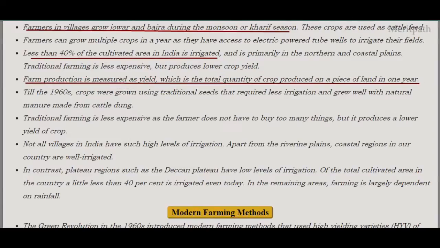Farm production is measured as yield, which means total quantity of crop produced on a piece of land in 1 year. Till 1960s, crops were grown using traditional seeds, which required less irrigation and grew very well with natural manure from the cattle dung. Traditional farming is also less expensive because the farmer doesn't have to buy many things, but it produces a lower yield of the crop.